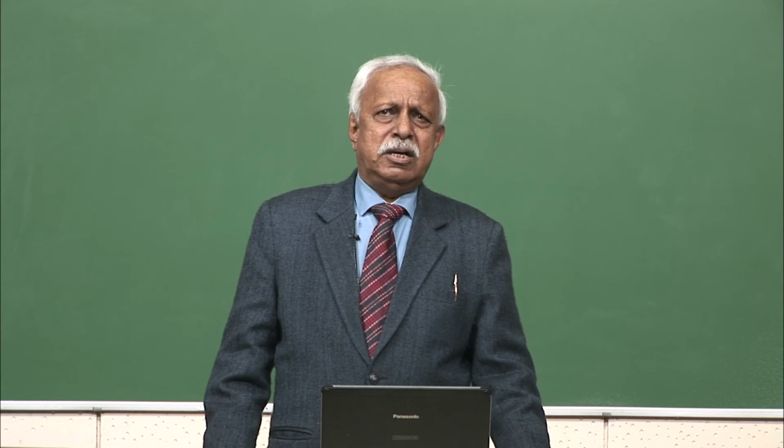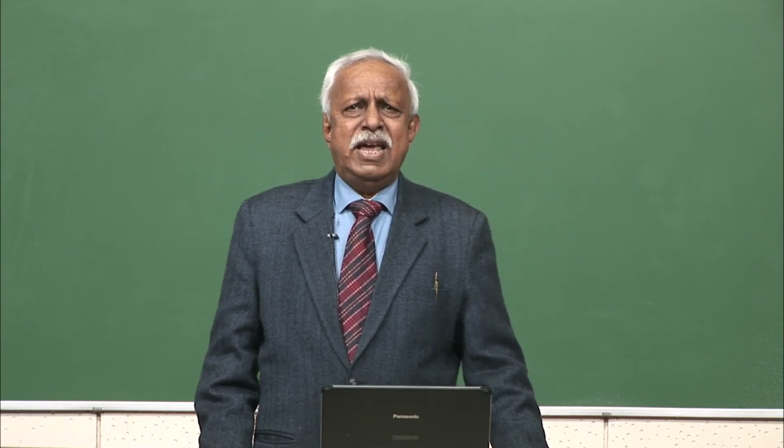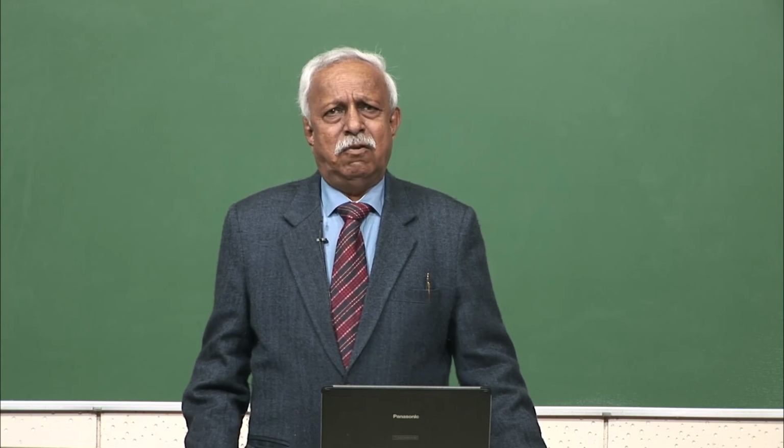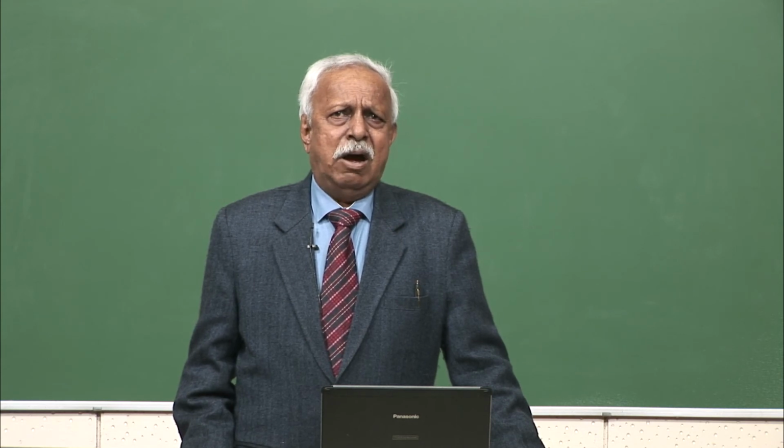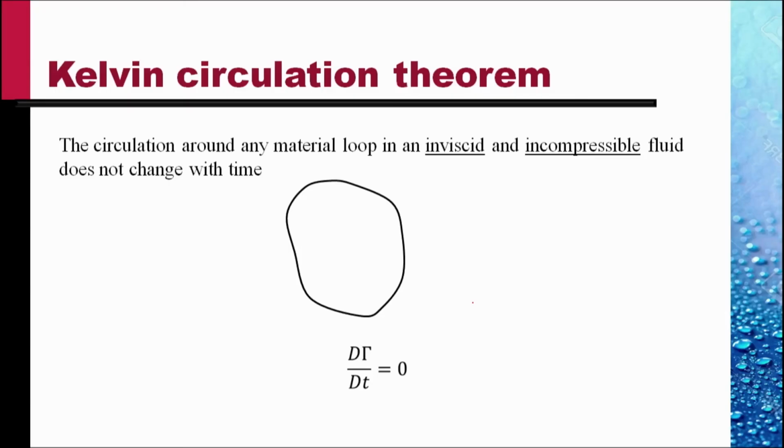Circulation about a circuit that lies within inviscid flow is the same for all circuits going around a 2D body. There is a famous theorem called the Kelvin circulation theorem. We will not prove it here because it takes a little higher level of vector calculus, but the theorem is easy to understand. The circulation around any material loop in an inviscid and incompressible fluid does not change with time.